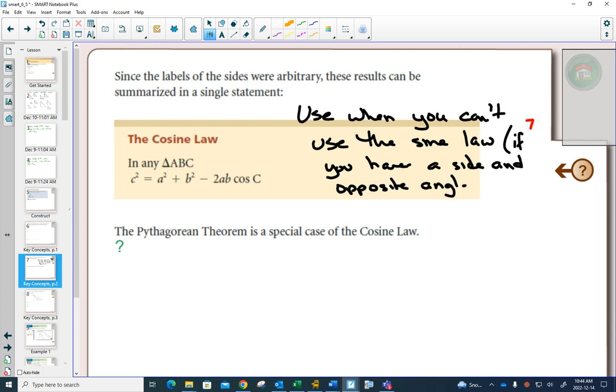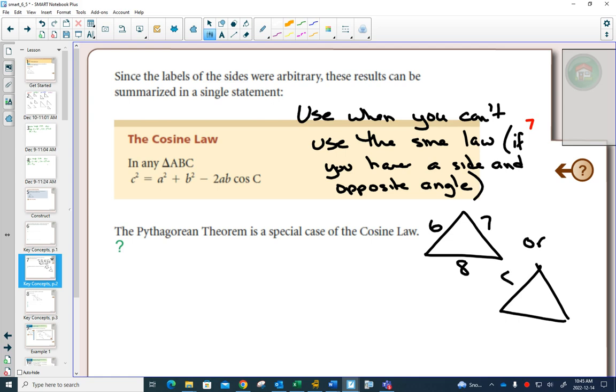The sine law is based on the fact that you know a side and its opposite angle. As soon as you know a side and its opposite angle, you should go to the sine law. But in certain situations, you don't know a side and its opposite angle. Those two key situations are when you know three sides, or two sides and the angle between them.